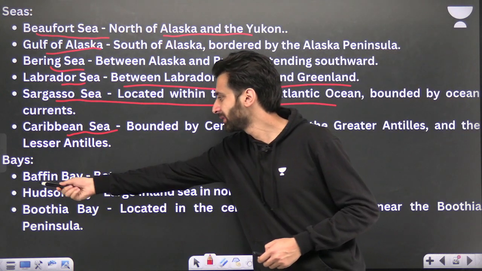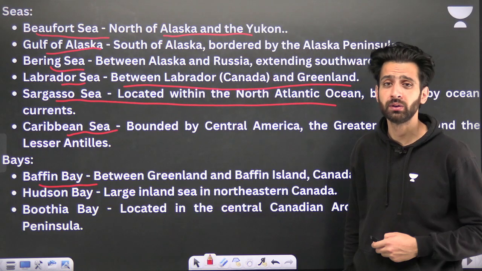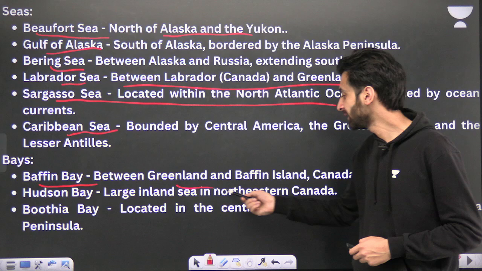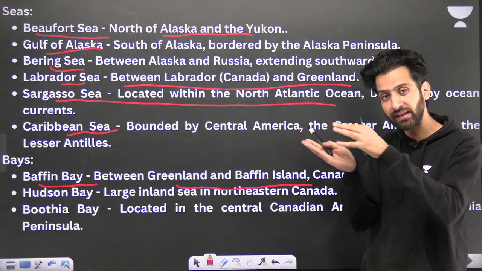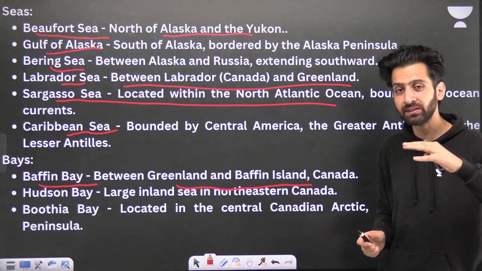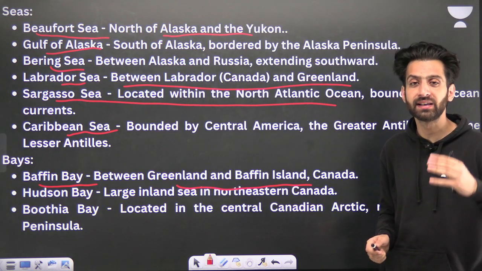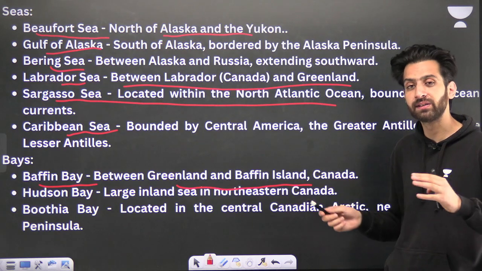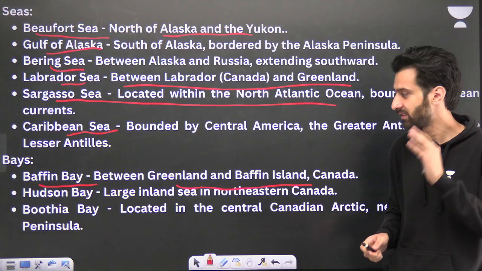Going to the bays, Baffin Bay, very important. Tell me the location of Baffin Bay quickly. Between Greenland and the Baffin Island, as I mentioned about the island that was there, the very large island, that is the Baffin Island. Don't get confused between the other islands that were there, the Queen Elizabeth and the Victoria and the Banks, that is different. The Ellesmere Island, that is different.